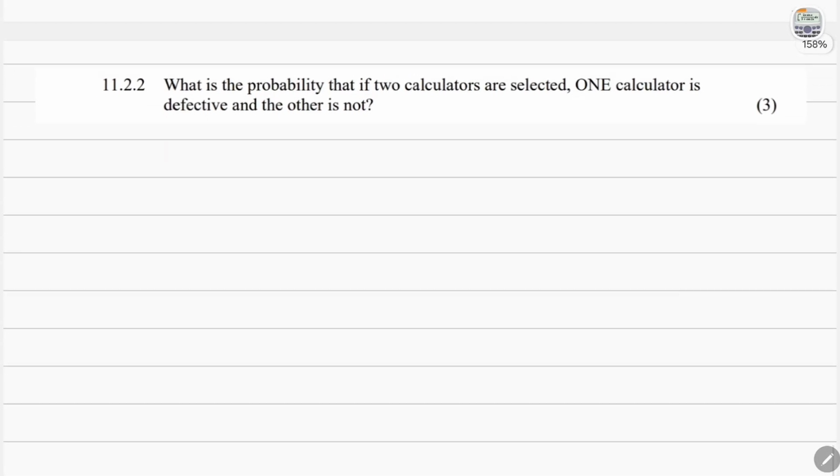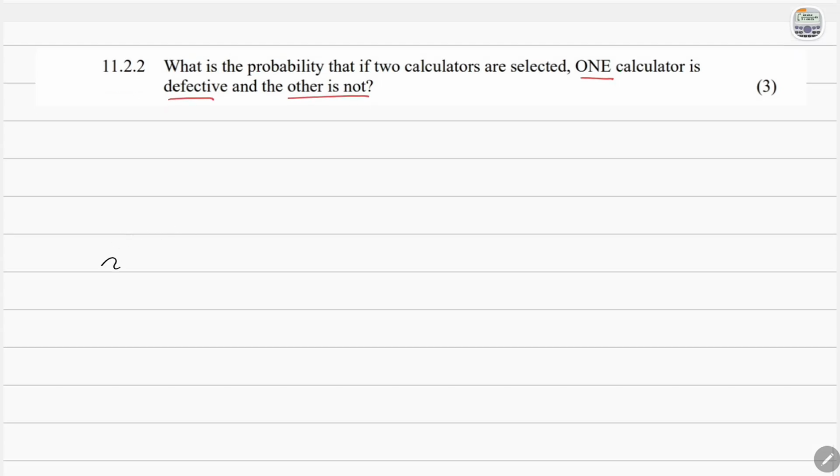Question 11.2.2 says, what is the probability that if 2 calculators are selected, one calculator is defective and the other is not? Okay, so we can actually just draw this tree diagram because we are selecting calculators here. So in this tree diagram, we have calculators that are defective and the ones that are not defective. We know that there are only 5 that are defective, so out of the 40, and then 35 out of 40 is not. So in the first pick, the probability that it will be defective is just 5 over 40, and the not is 35 over 40.